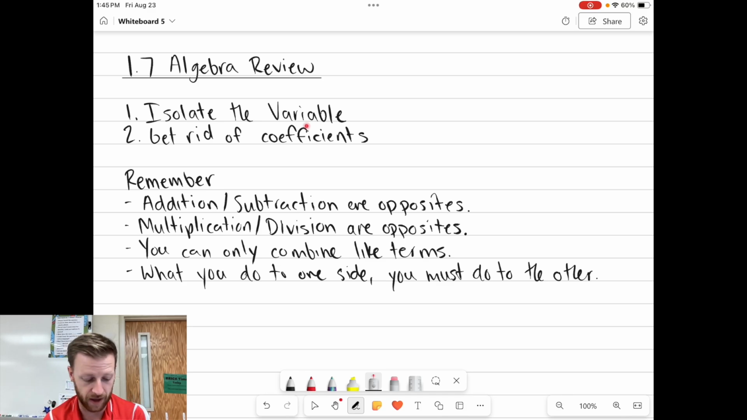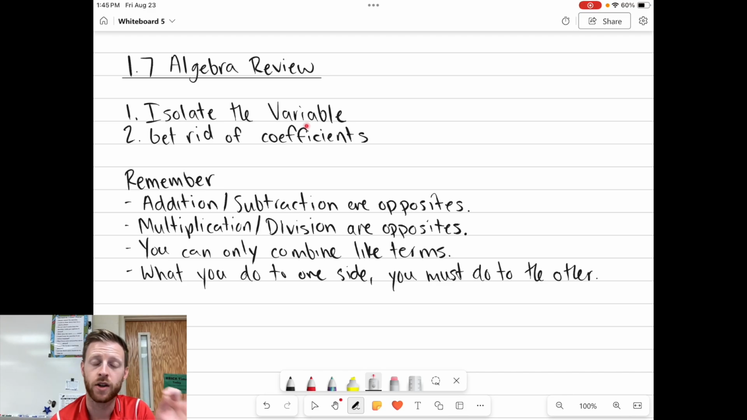A couple last reminders as well. Addition and subtraction, they're opposites of each other. Multiplication, division, they're opposites of each other. You can only combine if they have like terms, and what you do to one side, you have to do to the other. So I'm going to show you my organizational process and how I work through this stuff, and I'd recommend you follow something similar.